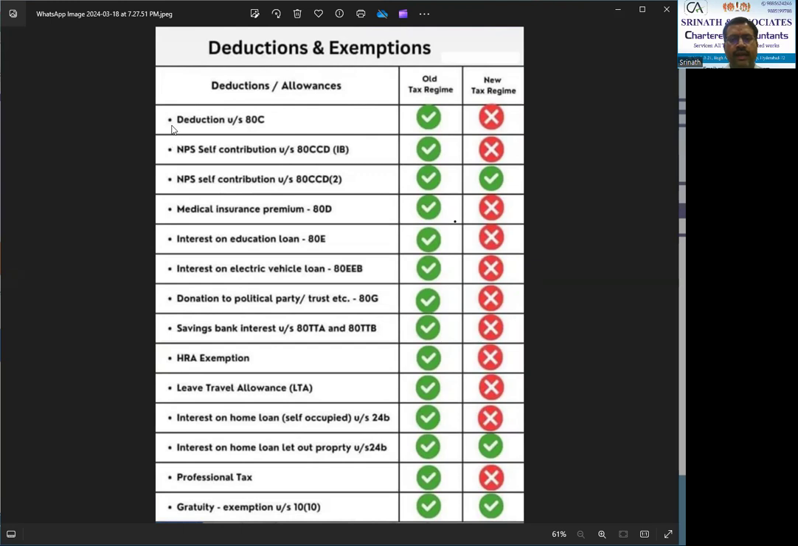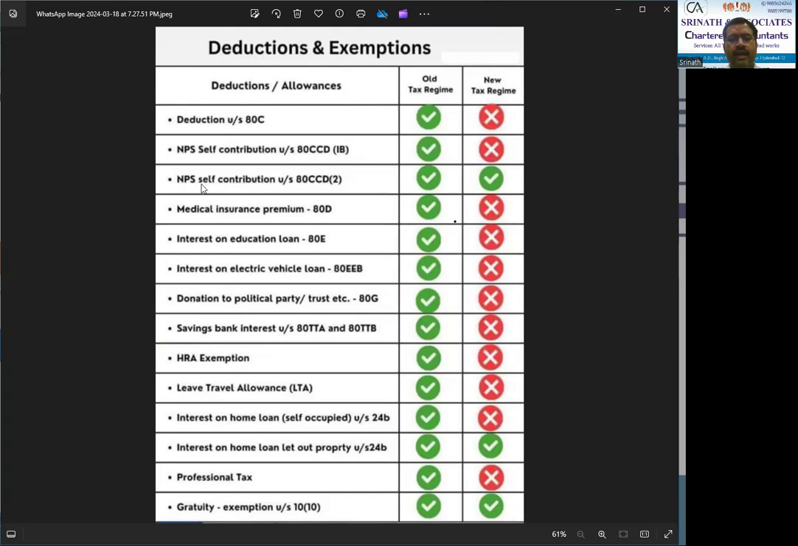Deductions under section 80C are available under the old tax regime, whereas they are not available under the new tax regime. Similarly, deduction under section 80CCD(1B), which talks about additional deduction for employee contribution made to the National or notified Pension Scheme, will be available under the old scheme, but not under the new taxation scheme.